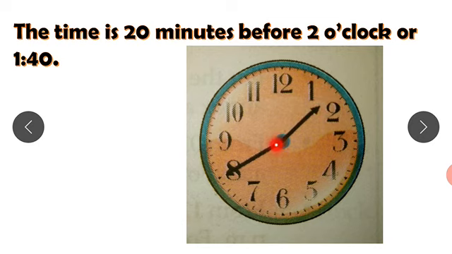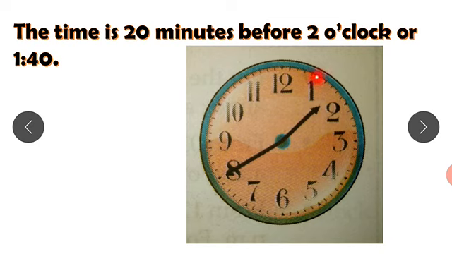Then next, the minute hand is on 8. We count it by 5: 5, 10, 15, 20, 25, 30, 35, 40. So it means that the time is 1:40. Okay, 1:40, or we read it as 40 minutes past 1 or 20 minutes before 2.